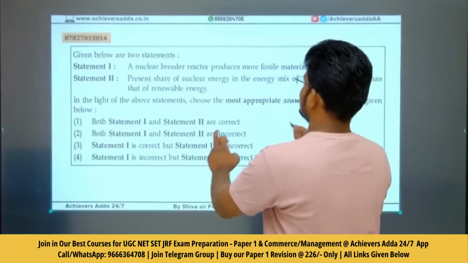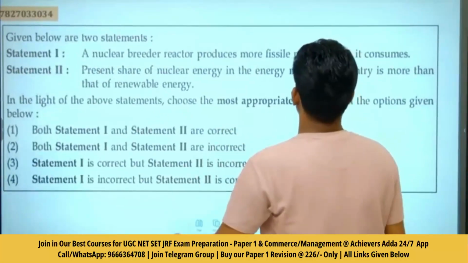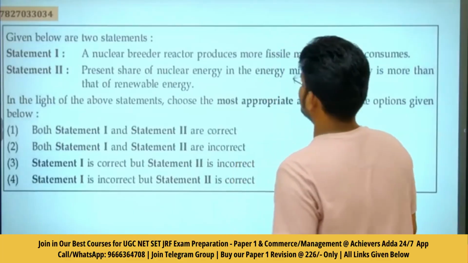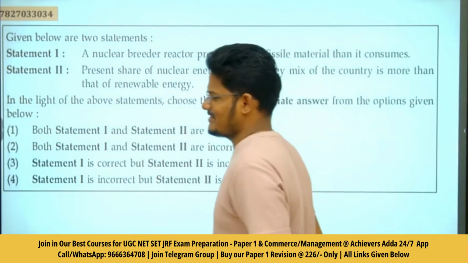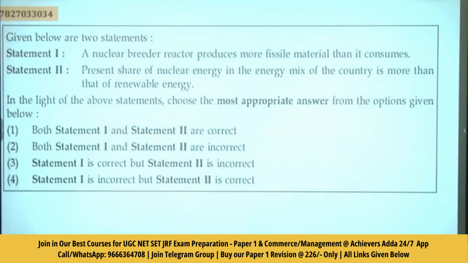Nuclear breeder reactors produce more fissile material than they consume. Present share of nuclear energy in the energy mix of the country is more than that of renewable energy. Nuclear energy is more as compared to the renewable energy.